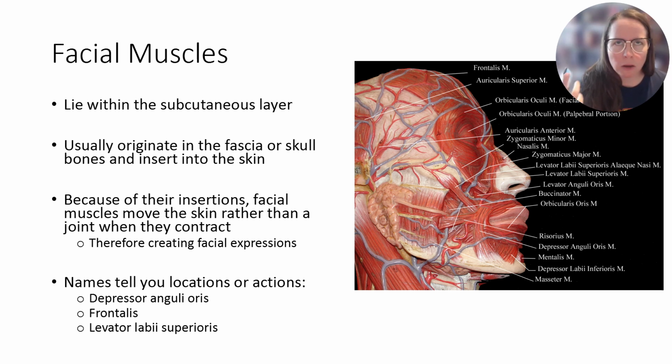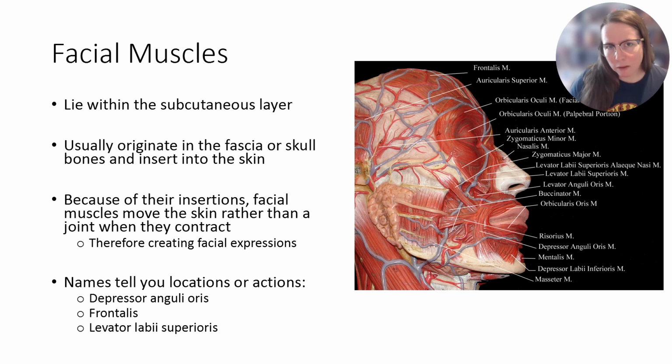I don't make students learn this because it's rather redundant for me to say, what's the insertion of the frontalis? What's the insertion of the depressor anguli oris? It just kind of clogs up your brain. But just understand that most of them are connecting to the skin, not a joint. We do have some that are touching bone to bone, like your temporalis, your masseter muscles, things that are moving the mandible. But other than that, it's pretty much skin.